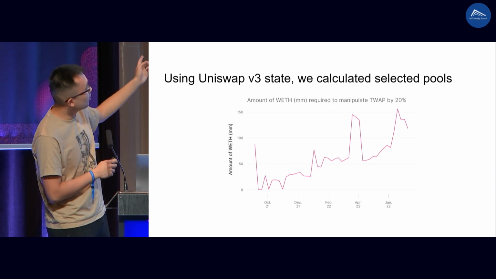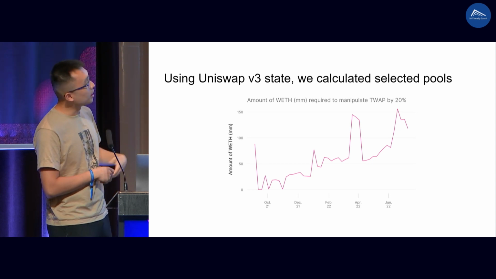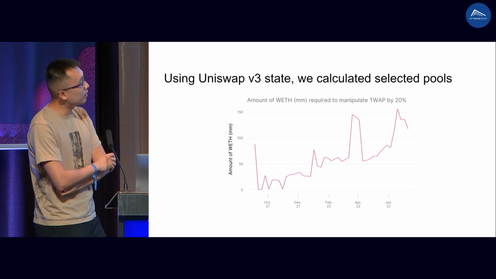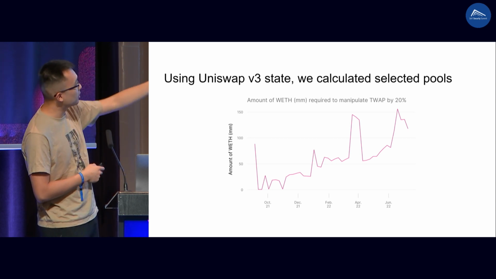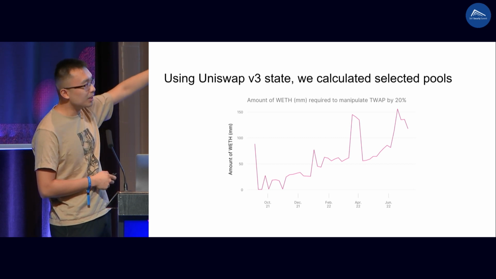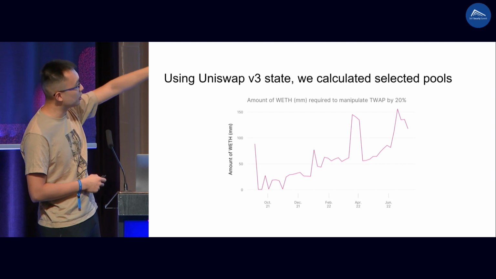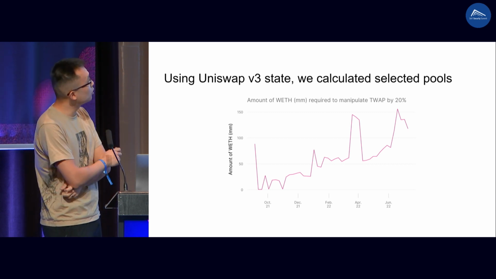So this is the amount of WETH that's required to manipulate the USDC-WETH oracle TWAP by 20% throughout time. As you see, the pool has been initiated, there's some initial instability period, but after which it costs on the order of hundreds of millions of dollars to attack.